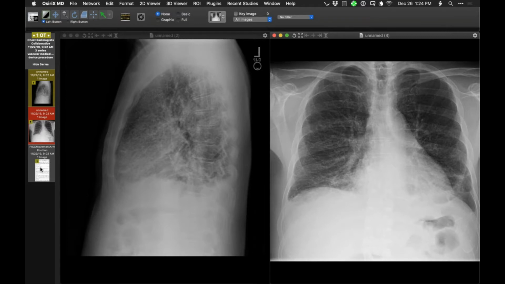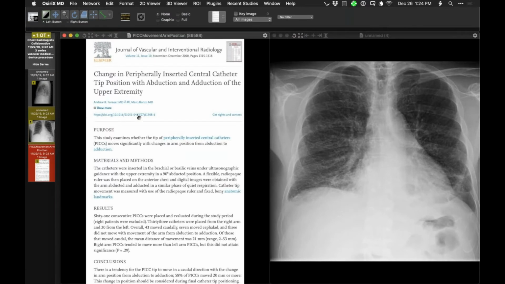Well, yeah, that's a question. So he has an article about just usual movement of PICs. And this is an excerpt of an exam. So Jeff's right that usually if you compare arm abduction and adduction, so usually when they put them in, the arm is abducted, at least 90 degrees. Usually most of the ones that moved a bit moved down caudally. So here is 61, 43 moved caudally, 7 moved cephalad, 3 did not move. Mean distance, 2 centimeters. So go figure this case.